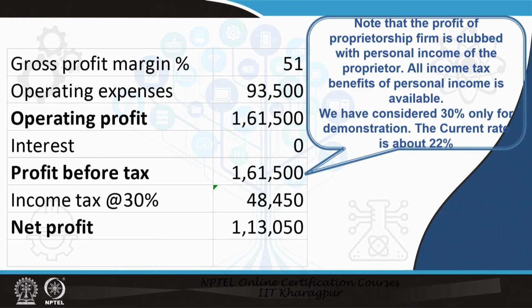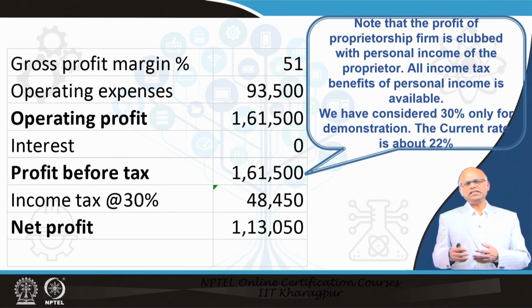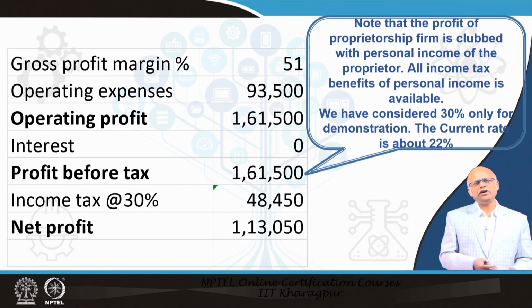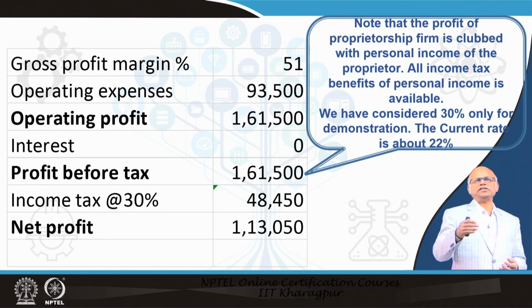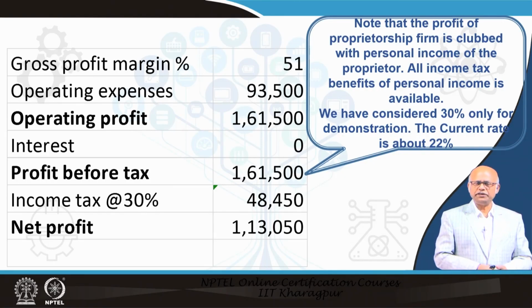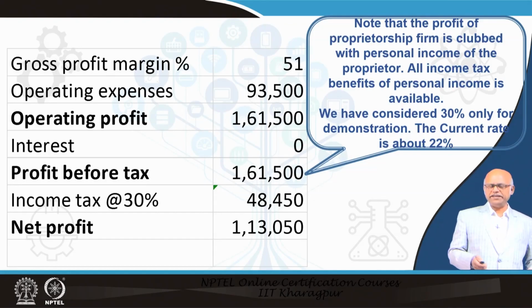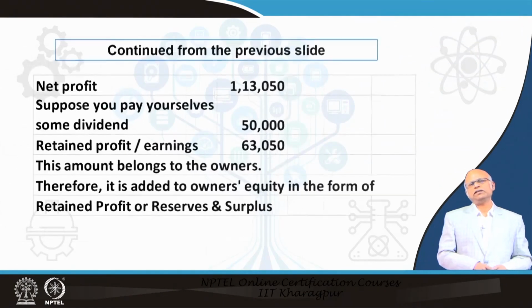Then income tax, normally it is 22% as per the new rule, 17 to 22%, but for a round figure we have taken 30%. So, 30% of profit before tax is income tax. So, our income tax is 48,450. Deduct that from profit before tax, we get net profit, which is 1,13,050.